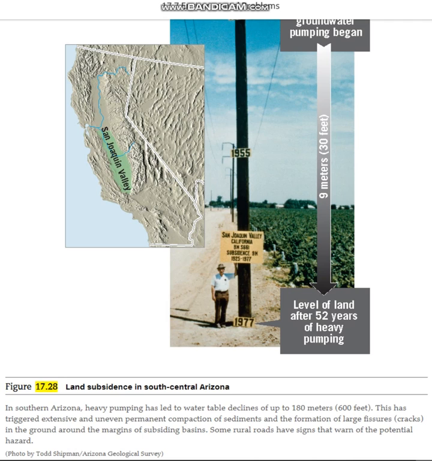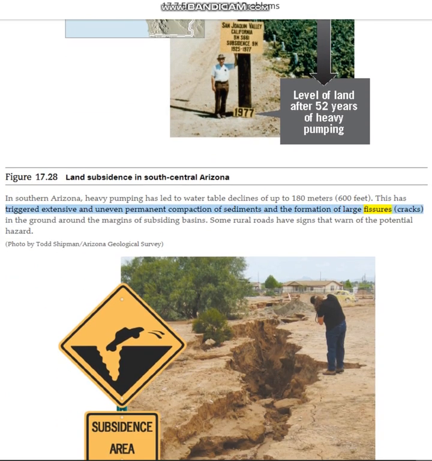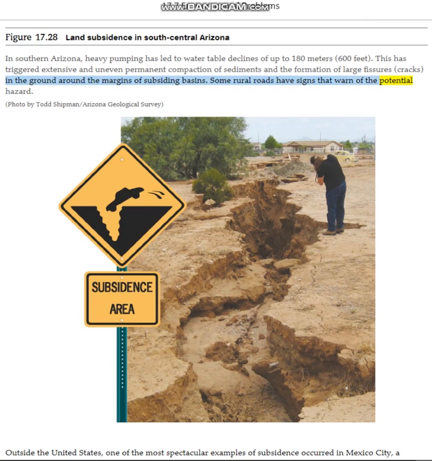Figure 17.28 Land subsidence in south-central Arizona. In southern Arizona, heavy pumping has led to water table declines of up to 180 meters, 600 feet. This has triggered extensive and uneven permanent compaction of sediments and the formation of large fissures, cracks, in the ground around the margins of subsiding basins. Some rural roads have signs that warn of the potential hazard. Photo by Todd Shipman / Arizona Geological Survey.